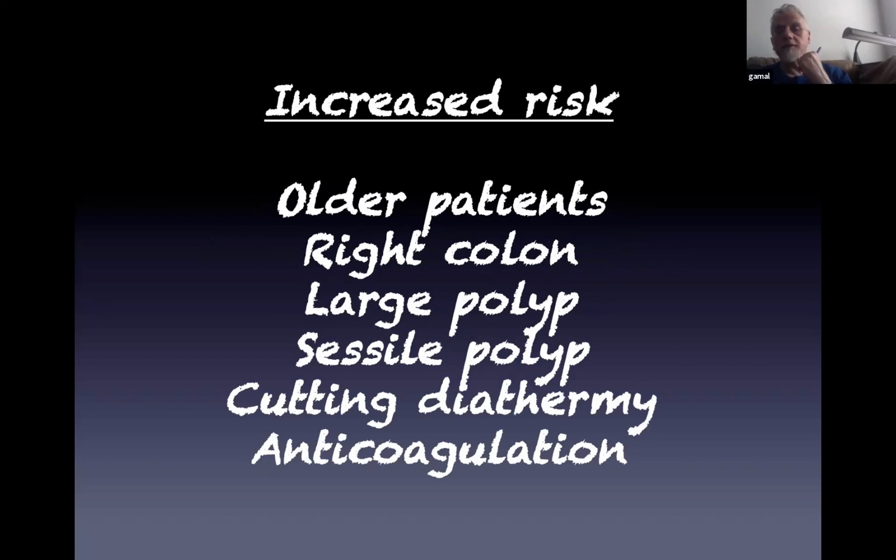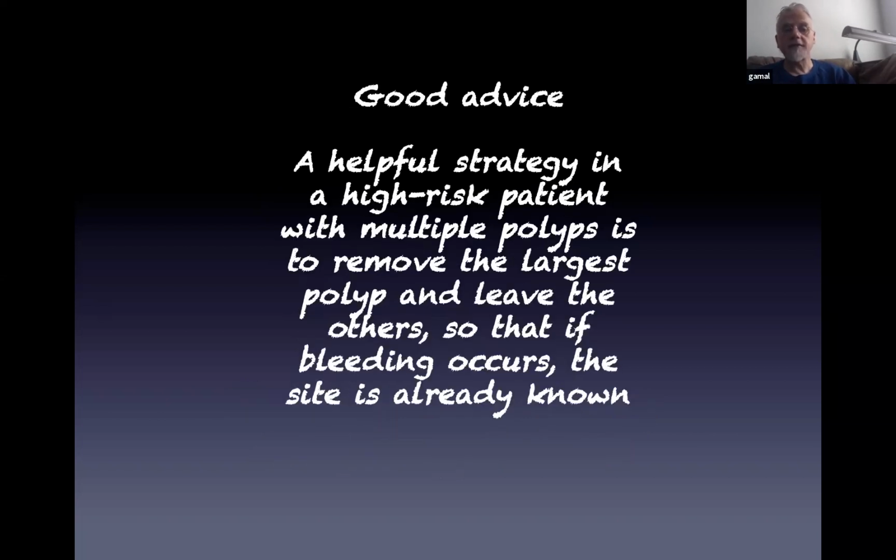Older patients, right colon, large polyp, sessile polyp, if you're using cutting as opposed to coagulation diathermy, and if you are using anticoagulation. Very defined risk factors for post-polypectomy bleeding. So just remember that, and you can counsel the patient. These are useful to counsel the patient and say, we have a couple of those, and that means that you have an increased risk of bleeding.